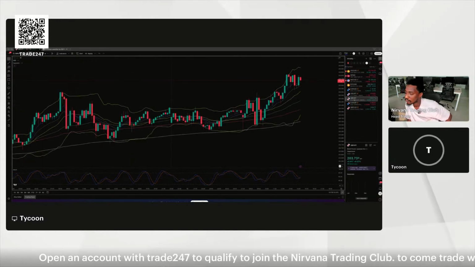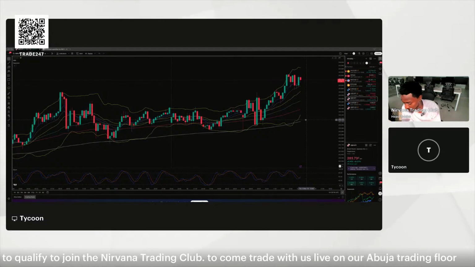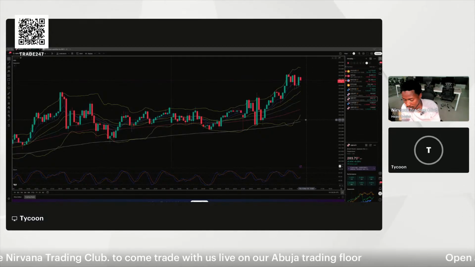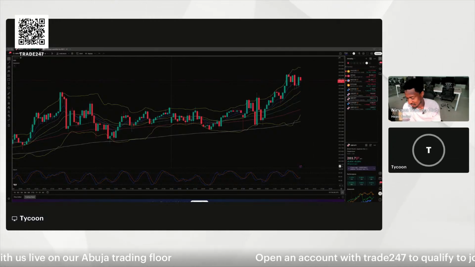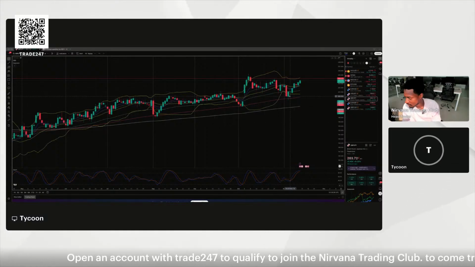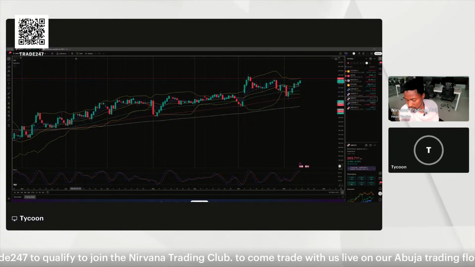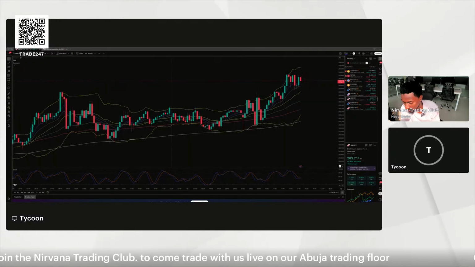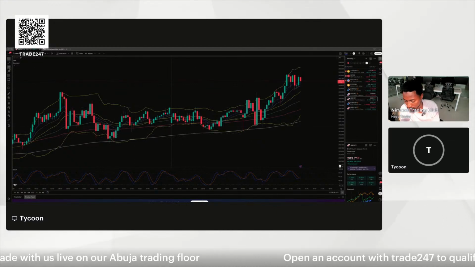GBP JPY. This is one hell of a crazy pair, man. I have a very, very interesting story on this one. So we've been holding this trade on our swing portfolio for about 6 days now. But we also had this trade running on our intraday portfolio since yesterday. We got in somewhere around here.